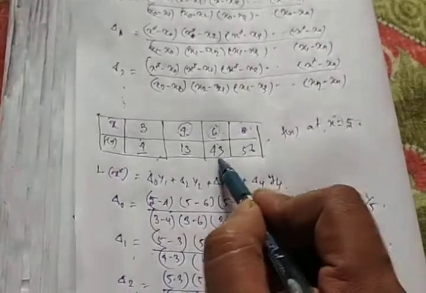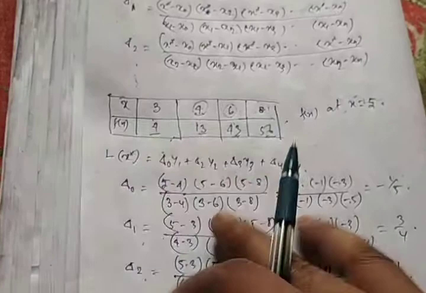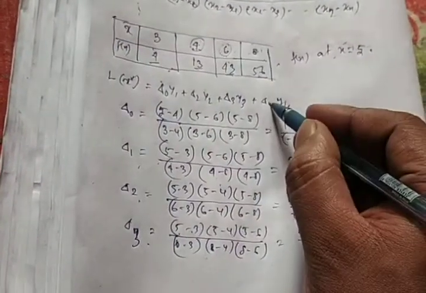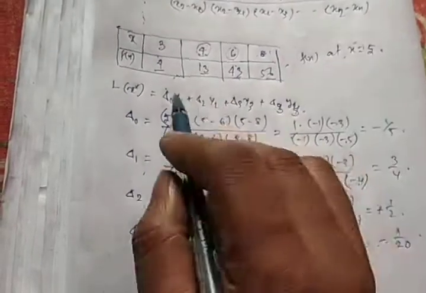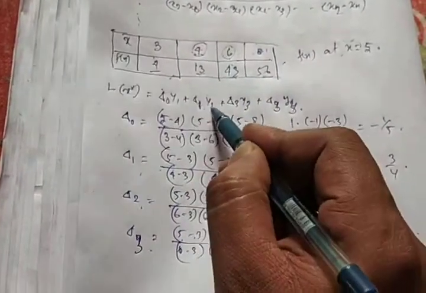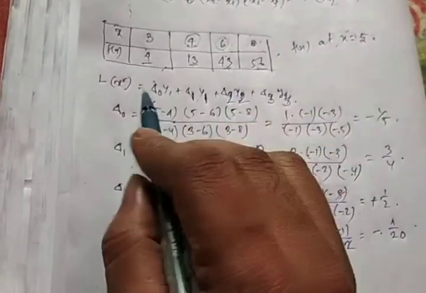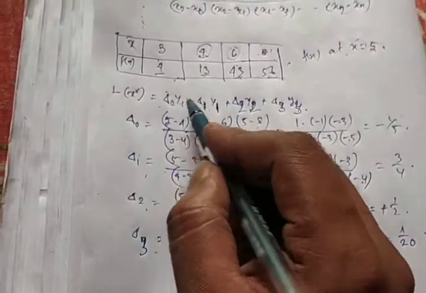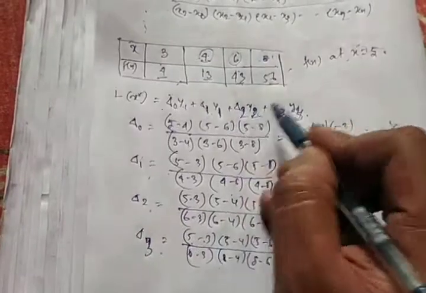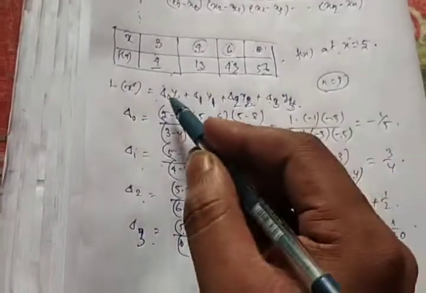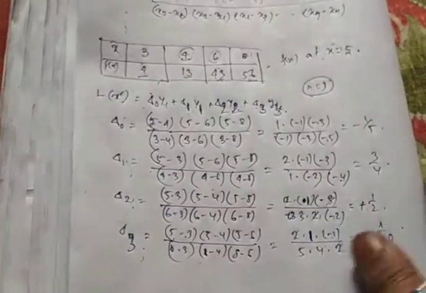and we know y0, y1, y2, y3. Okay, this will be delta 3, y3, with indices 0, 1, 2, 3. So delta 0 y0, delta 1 y1, delta 2 y2, delta 3 y3, as n equals 3. So delta 0, delta 1, delta 2, delta 3 is found.